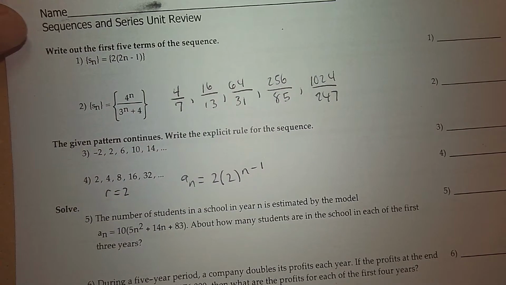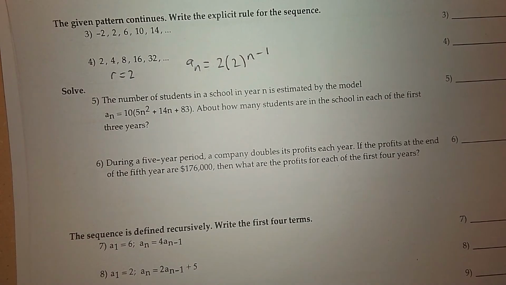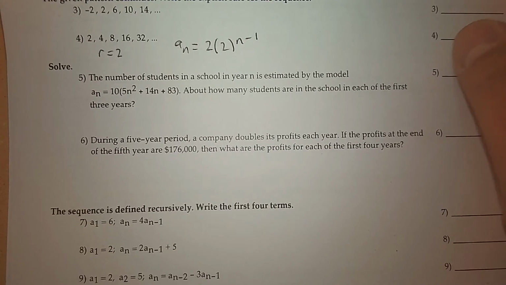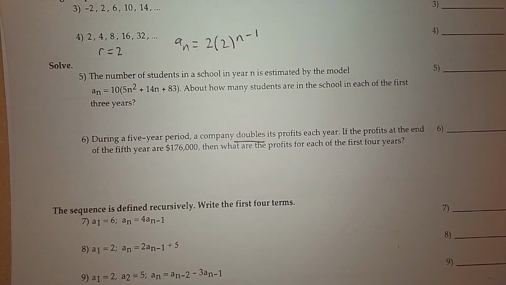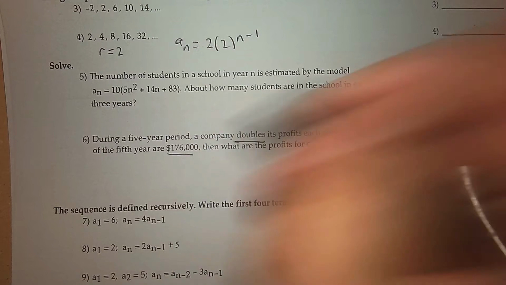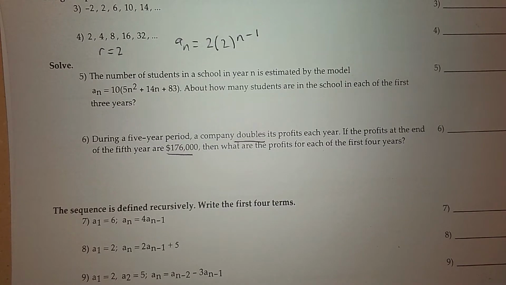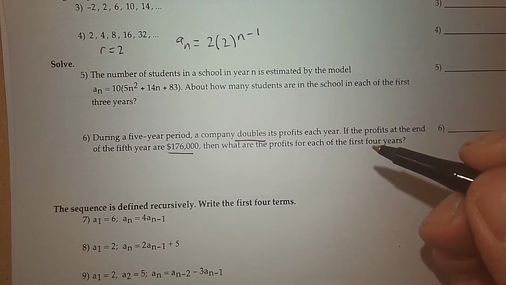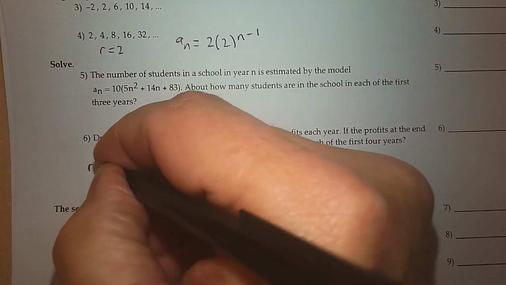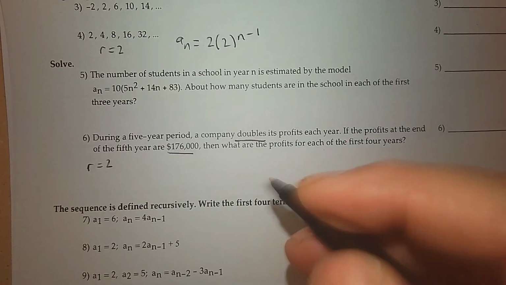Number 6. During a 5-year period, a company doubles its profit each year. If the profits at the end of the 5th year are $176,000, then what are the profits for each of the first 4 years? So if it doubles each year and the 5th year is that, then I'm just going to be simple. So I know the ratio is 2, but I'm working backwards.